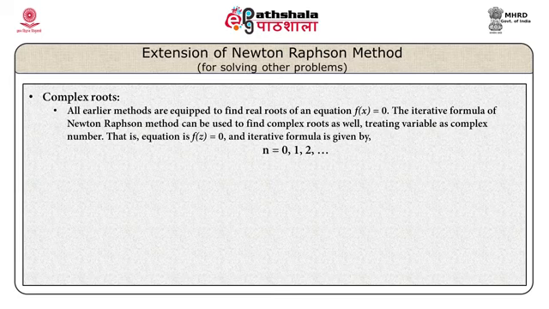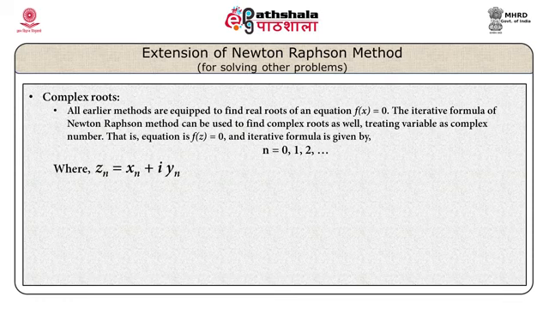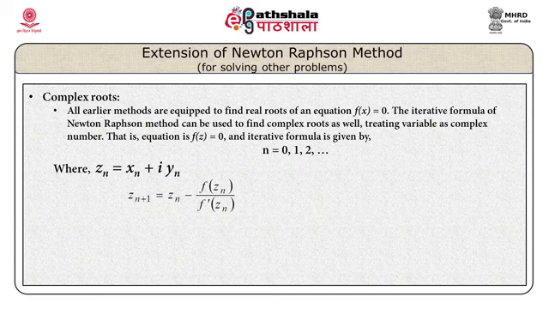Even the simplest polynomial equations like x cube minus 1 equal to 0 and x raised to 4 minus 1 equal to 0 have complex roots. So, our earlier methods would fail to get complex roots, but here, mathematically, the same formula with x replaced by z and writing z as x plus i y works for finding complex roots of an equation f(x) equal to 0. So, our formula becomes z_(n+1) equal to z_n minus f(z_n) upon f dash(z_n), n equal to 0, 1, 2 and so on, with z_n replaced by real part plus i times imaginary part. So, z_n is x_n plus i y_n, and the same formula is used to find the complex roots.